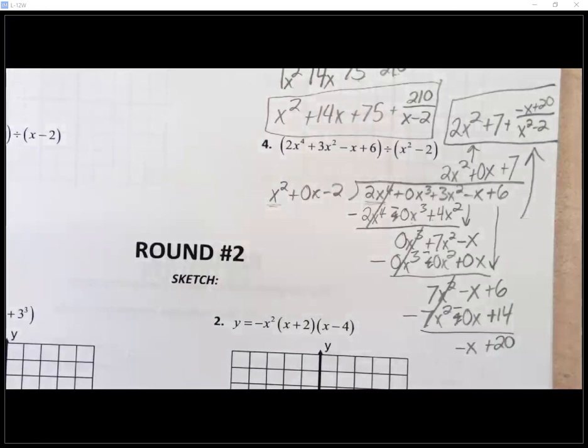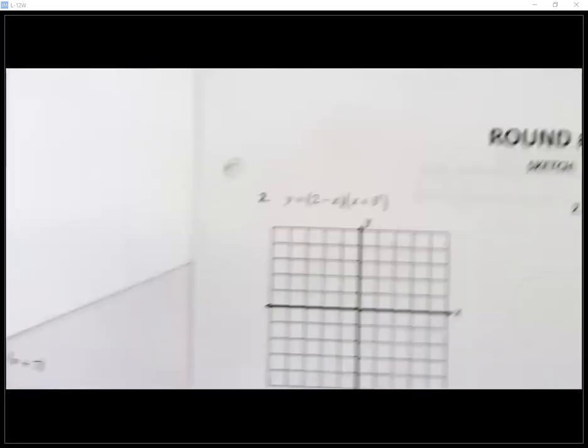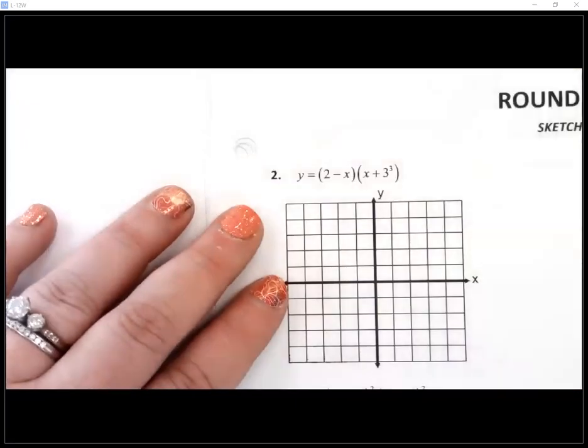When you get down to the graphs, remember how we worried about the end behavior. So if we look at something like, let's just look at number 2 on round 2. Oh, it shouldn't be a 2, it should be a 1, whatever.